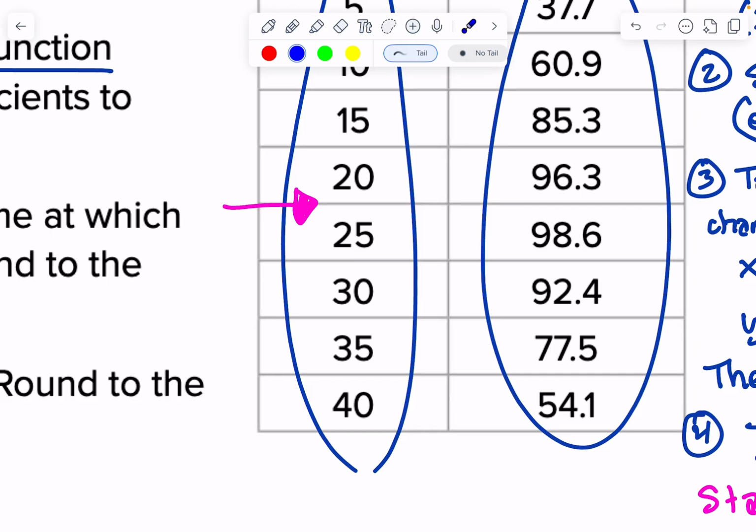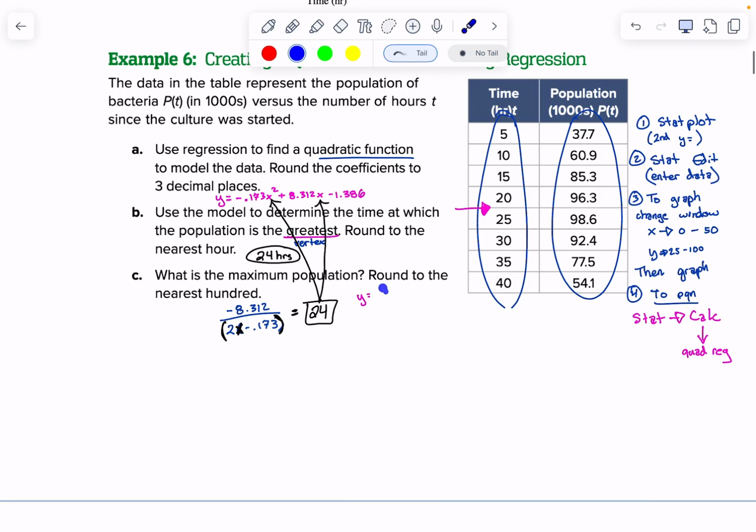Okay, we're gonna try it again. Wait, Macy, what did we get? 98.44. Says round to the nearest. Okay, so 24 hours lives between these two, right? And so my number should be somewhere between 96 and 98. What do you get? 98.5.